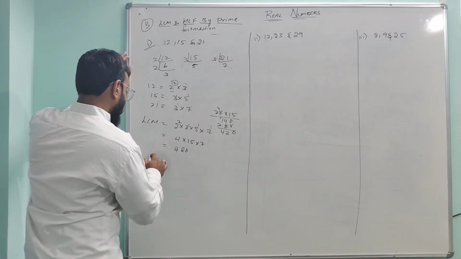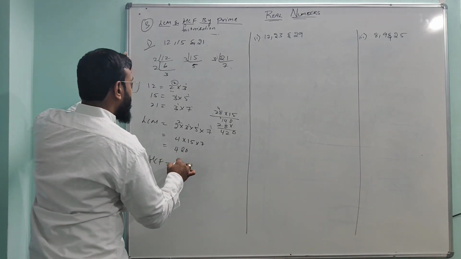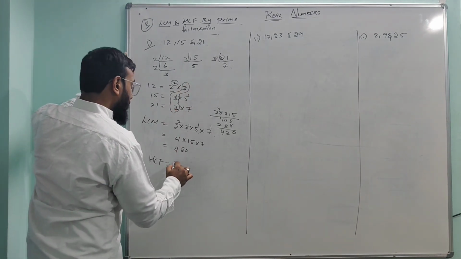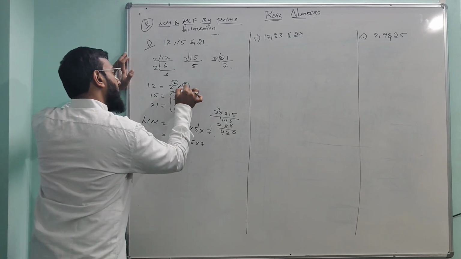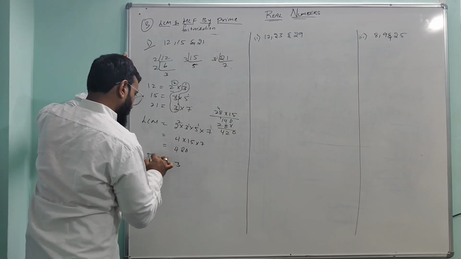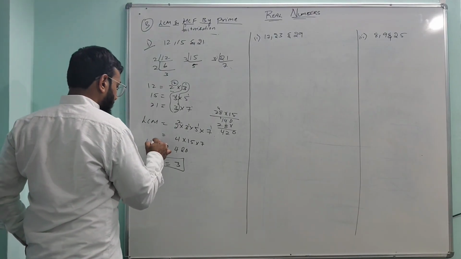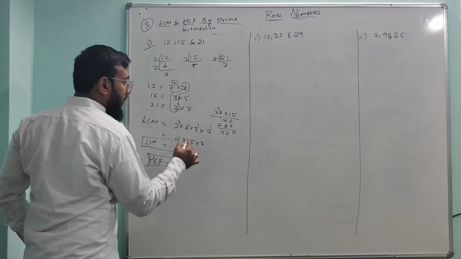420 is the LCM. Then HCF is equal to, what is common in these? 3 is common. 3 is common. So the least power is also 1. So 3 is the HCF. This is the LCM and HCF.